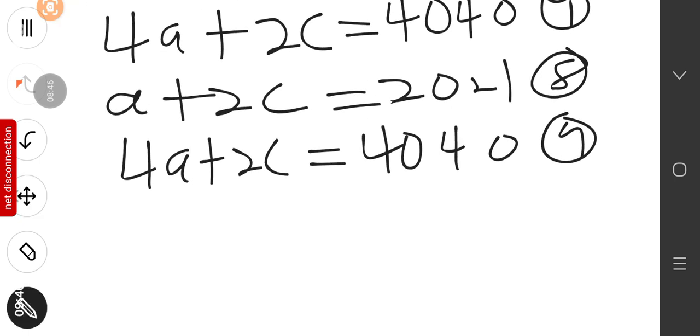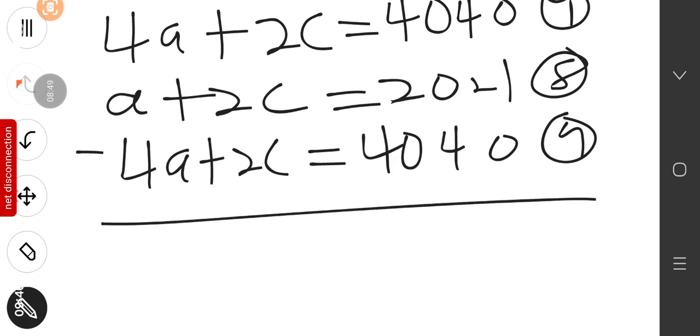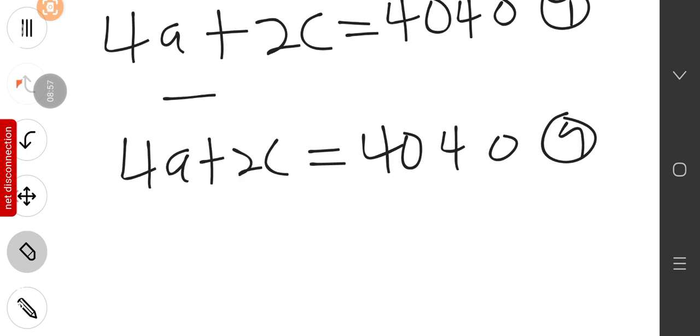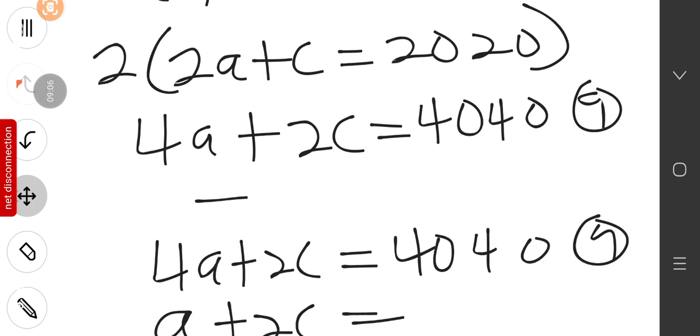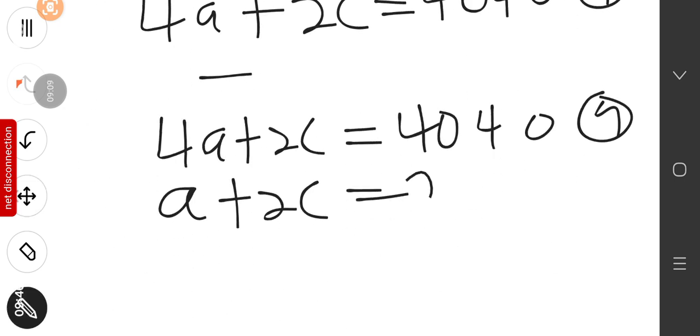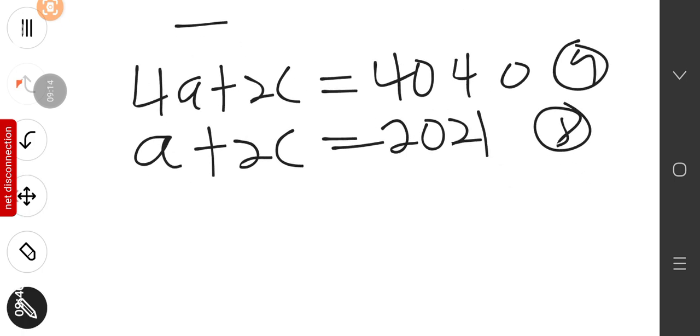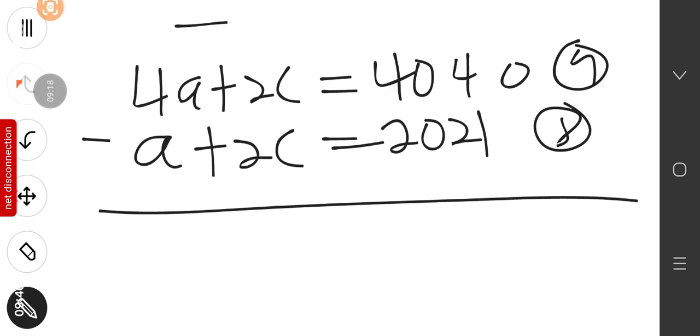All right, so let's subtract. Now let's subtract equation 8 from 9, okay? So a plus 2c equals 2021. So this is equation 8. Now let's do our subtraction. All right, so 4a minus a gives us 3a. 2c minus 2c gives us 0. So now you have 4040 minus 2021.